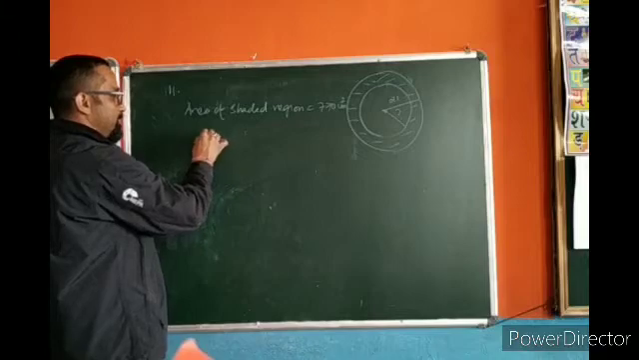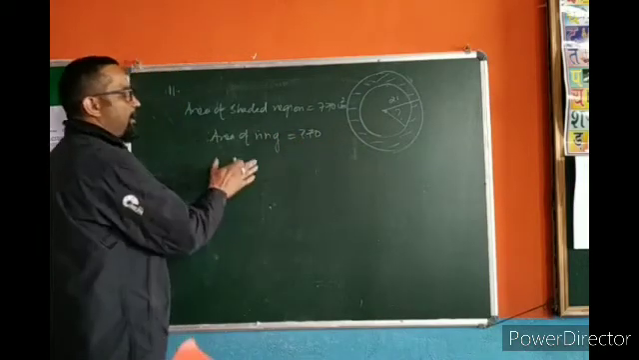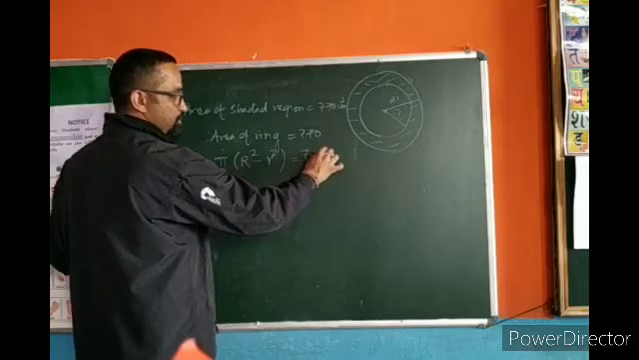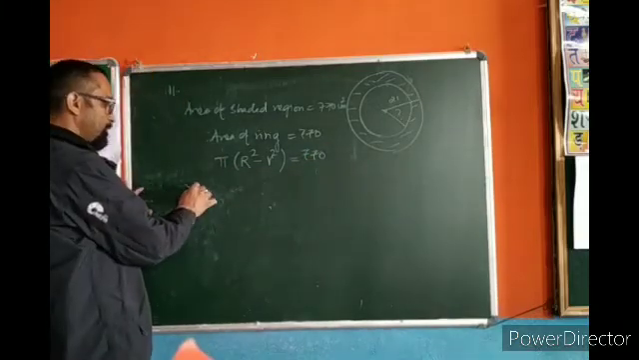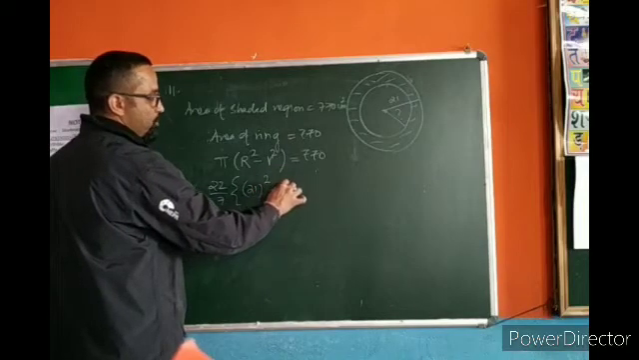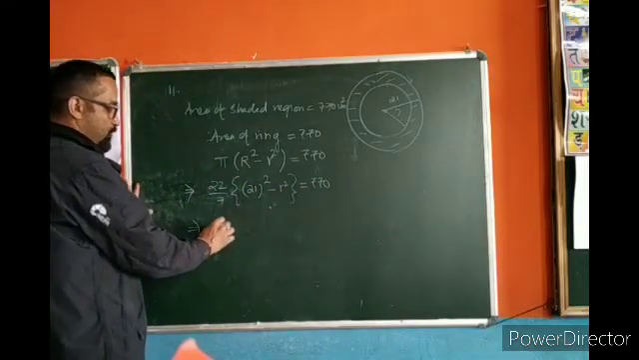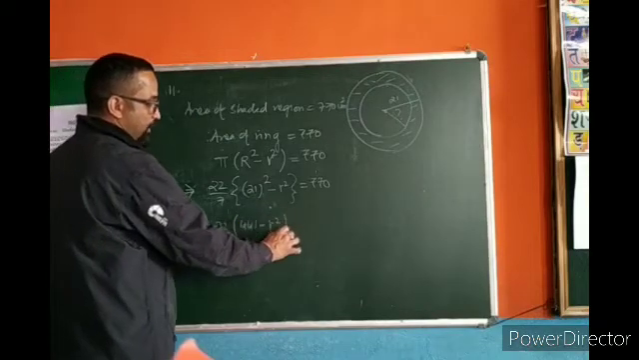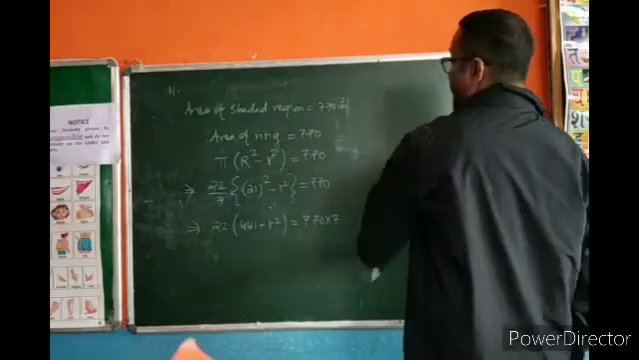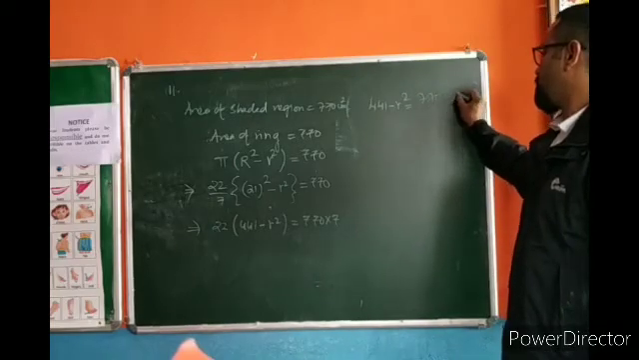So just below this we write area of ring, which is equal to 770. Write the formula on the left hand side: pi into capital R square minus small r square equals 770. Now substitution. 22 divided by 7, capital R is 21 whole square. You have to calculate small r. 770. Cross multiply. 22 into 441 minus r square equal to 770 into 7. Now you make it the subject of formula. 441 minus r square equal to 770 into 7 divided by 22.